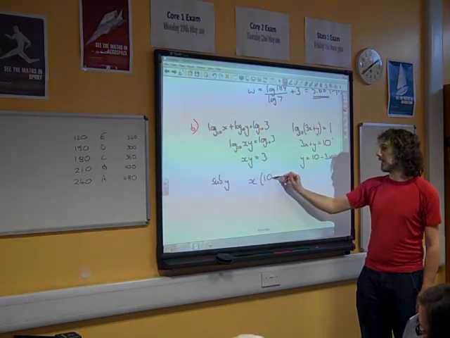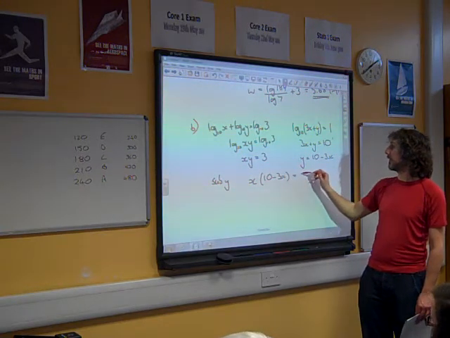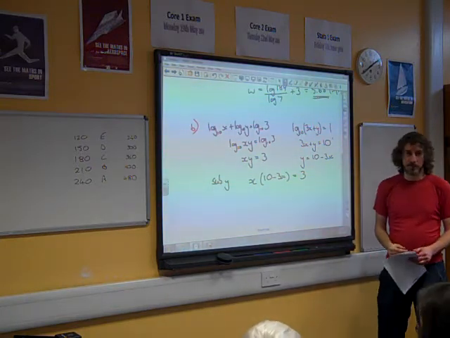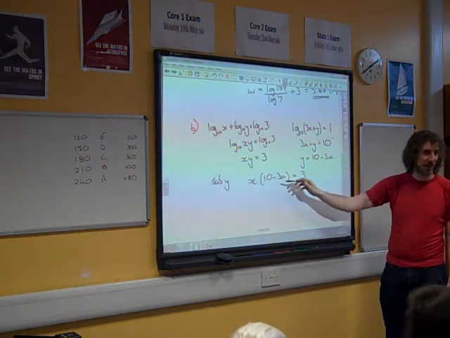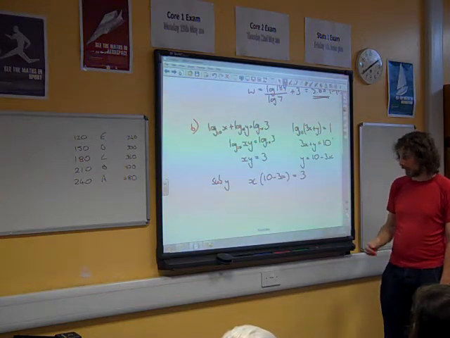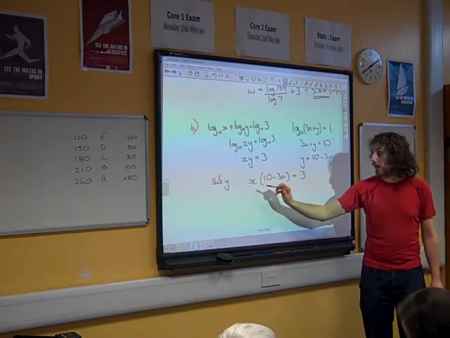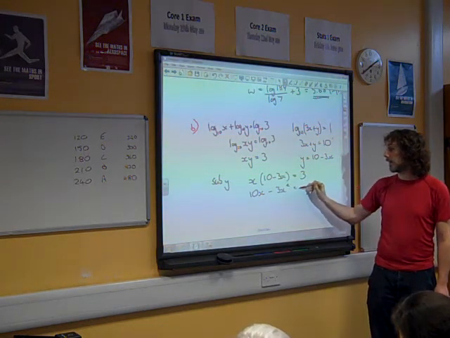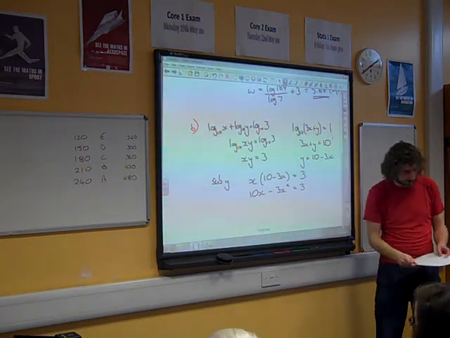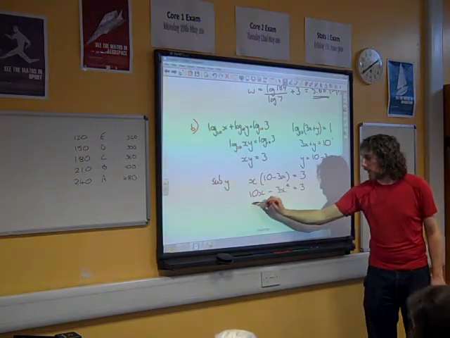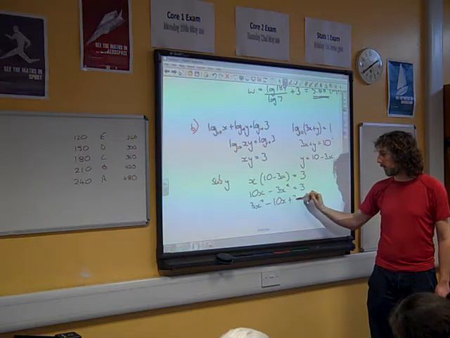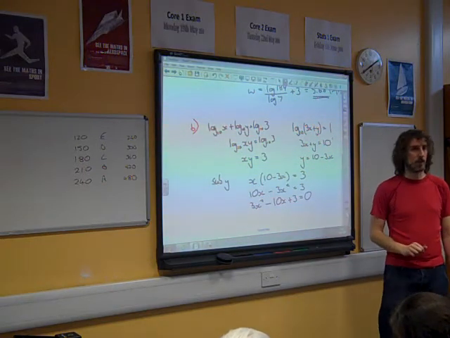Right. x times 10 minus 3x is equal to 3. That's substituting the value of y into there. If we multiply this out, then we get this. And a little bit of final rearranging tells us that 3x squared minus 10x plus 3 is 0.